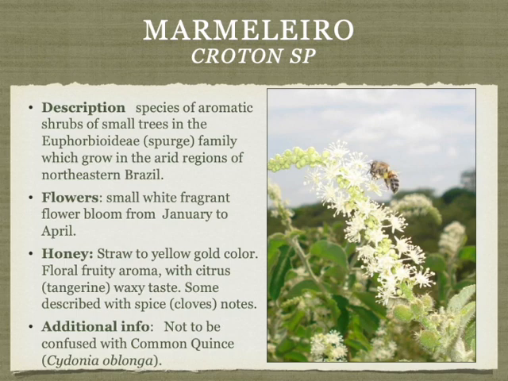Marmeleiro. Those of us that have a background in house plants or other types of plants, we will recognize croton as a genus of plants that are often grown as house plants. This group of species are growing in the arid regions of northeastern Brazil. The honey is straw to yellow gold color, floral fruity aroma with a citrus, sometimes like orange peel or tangerine, sometimes with warm spices like cloves. It's called Brazilian quince, but it's not to be confused with the common quince tree that originated in Europe that we grow for the fruit. They're completely different types of plants.